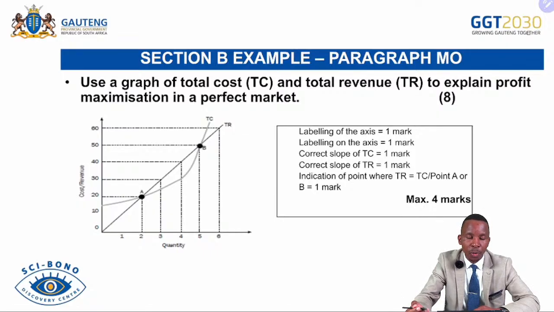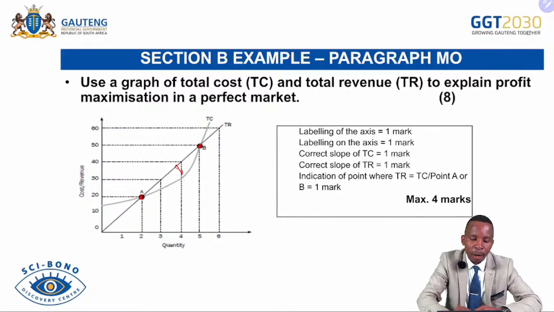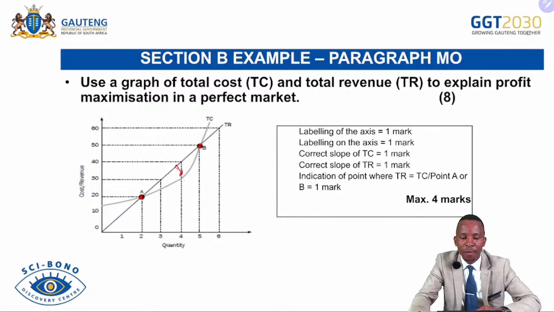That's where you will be using your own table or you'll be given information. You draw your graph. Remember, at this point and this point, that means total cost and total revenues are equal. And then at this distance here, where the TC is further away from the total revenue, the firm will be maximizing its profit in there.